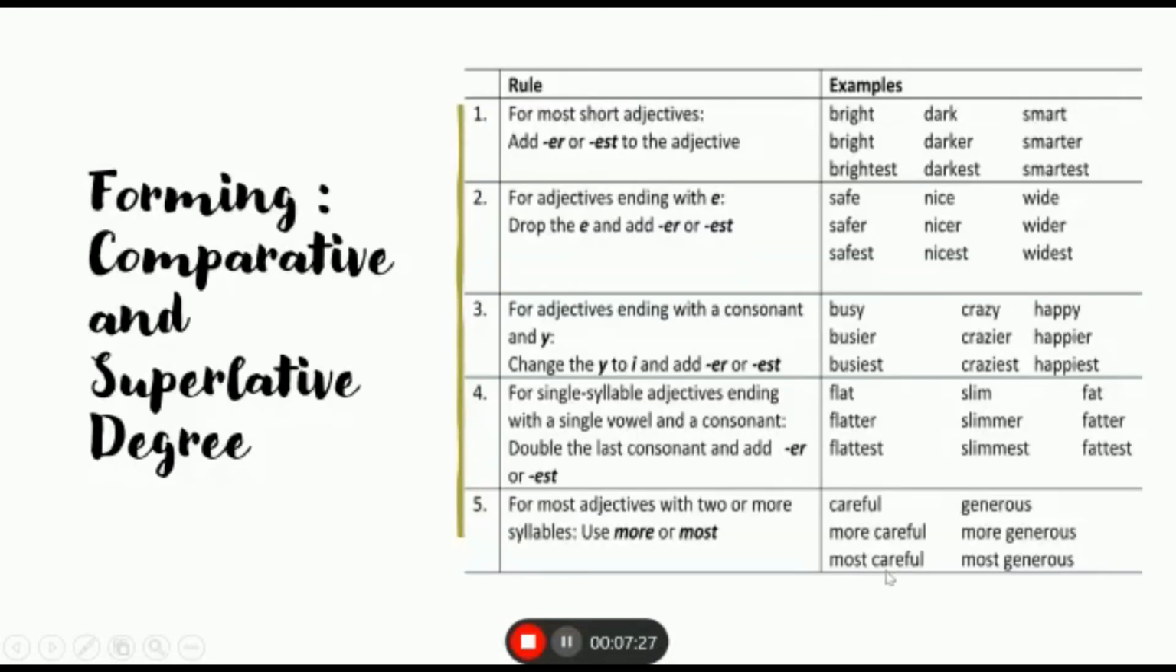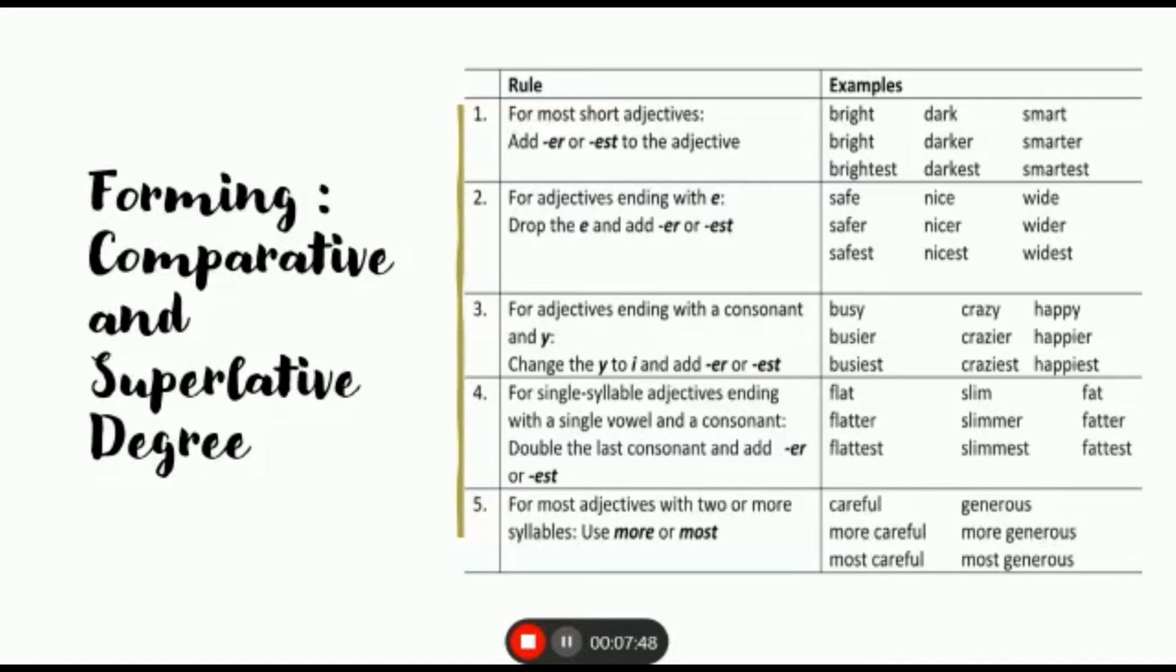Now to convert these forms from positive to comparative and superlative, there are certain rules. For example, the first one says you add er or est. Bright becomes brighter and brightest. Dark becomes darker and darkest. Smart becomes smarter and smartest.